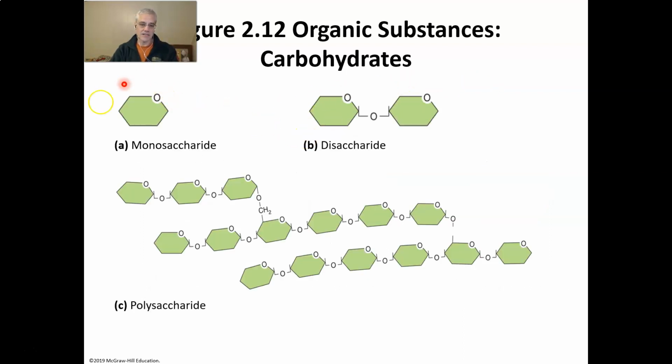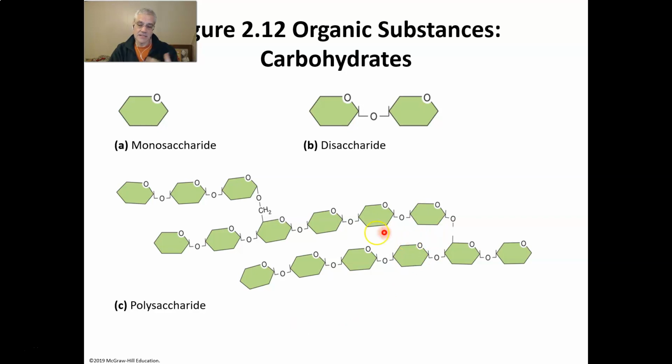Because here we go. Here's a monosaccharide. Now, I can't tell you that this is glucose. I can only tell you this is a monosaccharide. It is one single sugar molecule. If I hook this sugar molecule to another, I get a disaccharide, two of them. If I hook it to a lot of others, I get a polysaccharide. So polysaccharides don't mean that it's in one long chain. It means there can be some branching.